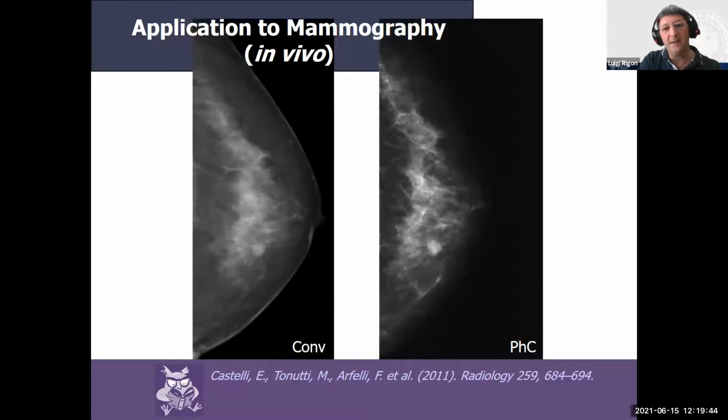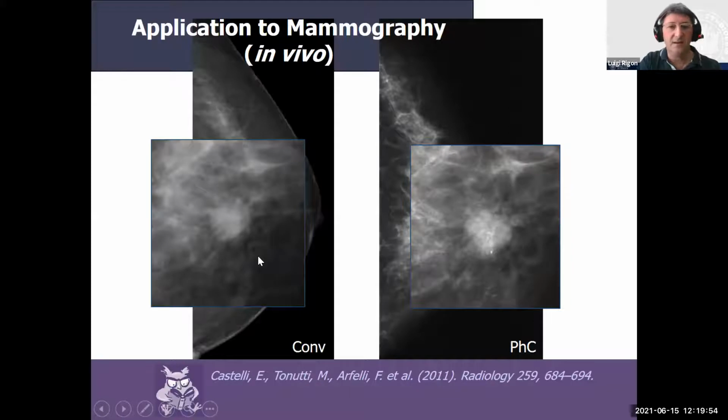Here we have another case. Again, we have a patient with a doubtful diagnosis. There was this mass, but it was not very clear. So by zooming there, you see that in the conventional system the borders were not very sharp, not very distinctive. While at the phase contrast, you can see really this infiltrating nature.